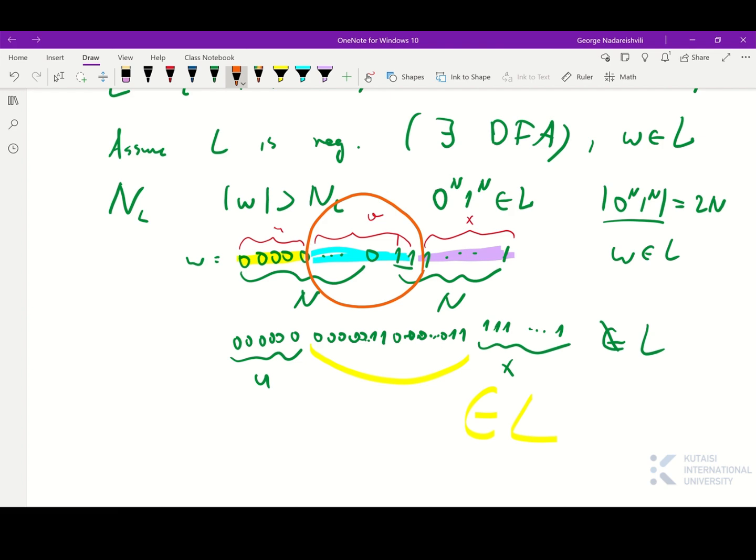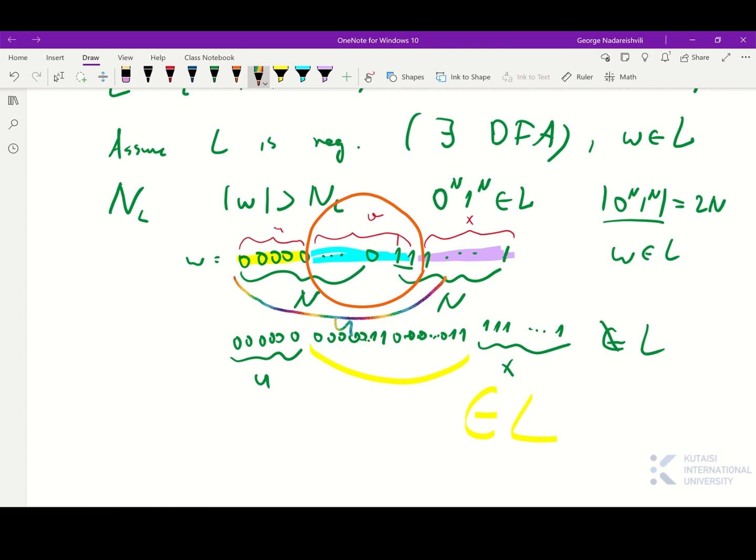But maybe U is large, maybe this is U. I had to look at all possibilities that can happen. I don't know which one might happen. So there are 3 possibilities: V consists entirely of zeros, V consists entirely of 1s, or V consists of zeros and 1s. In all 3 possibilities, when you pump it, it no longer works. So this language cannot be regular. So the pumping lemma tells me that this language cannot be regular.